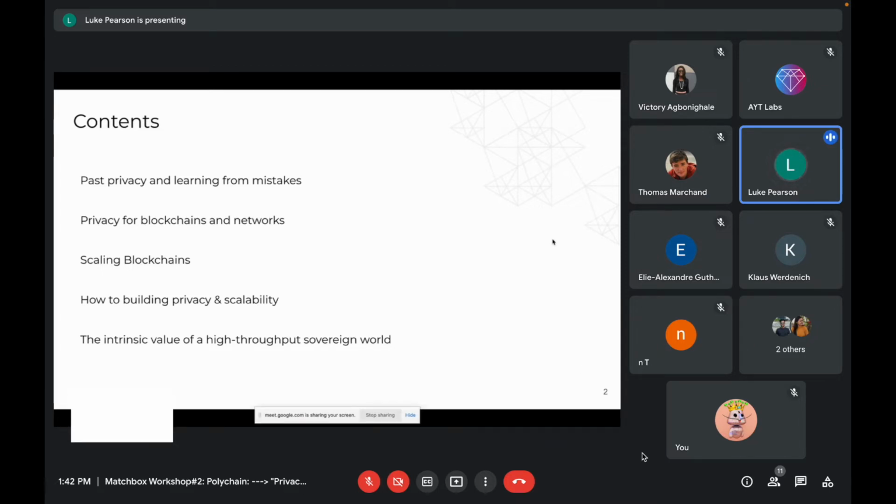So we'll be talking about past privacy and what it looks like, because some of the teams that I'm mentoring are building a private style game, and helping people understand the actual value of privacy in the previous world, the world we have today in the current state of Web3, and also design for where we need to be going, is very important. Then we'll be talking about these scalable blockchains, how to build privacy and scalability, and the value we get from composing this high throughput and sovereign world.